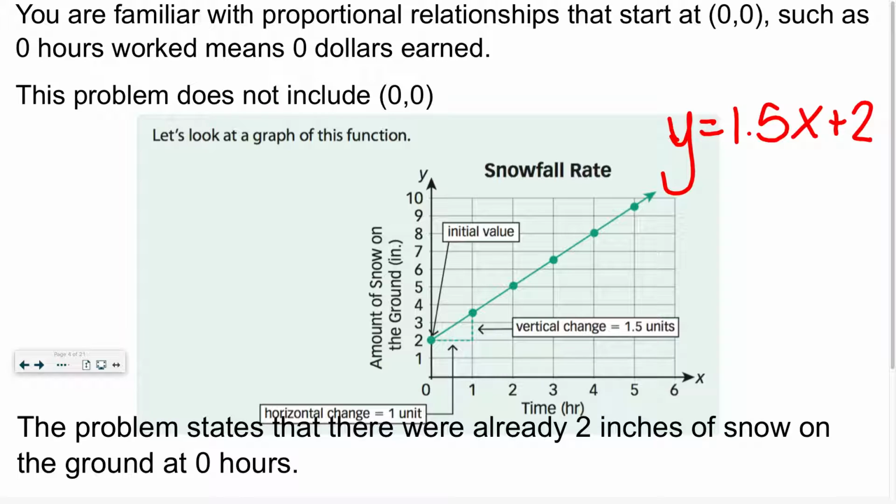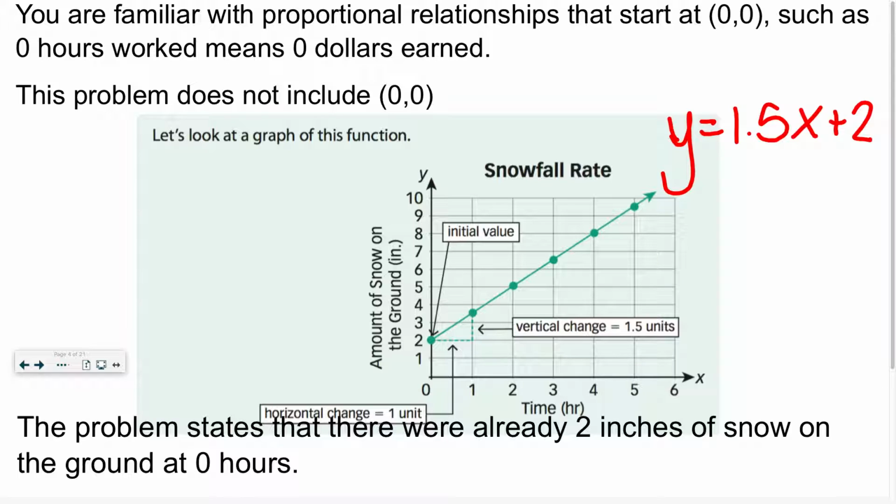So in this scenario, you should know that at the beginning, before any time passed, there were 2 inches on the ground. So this situation starts with an initial amount of snow of 2 inches. That's where you're finding your initial value. It just so happens here that time is your x coordinate, and that's 0 because nothing has happened yet. So your initial value here is your y-intercept as well.